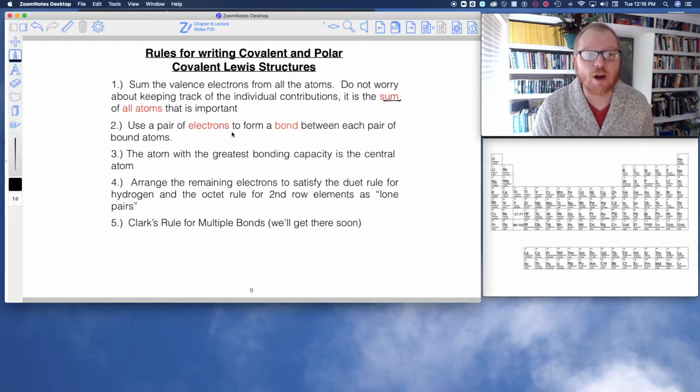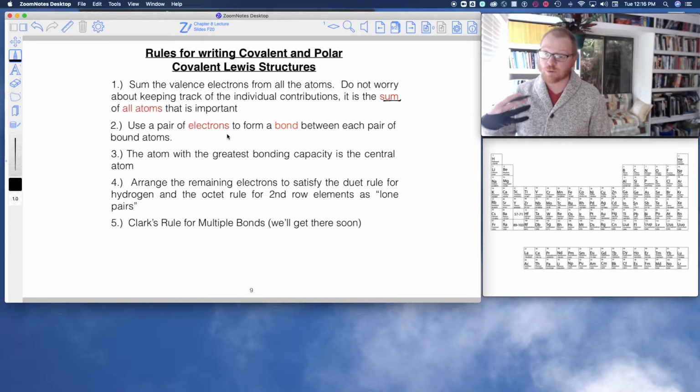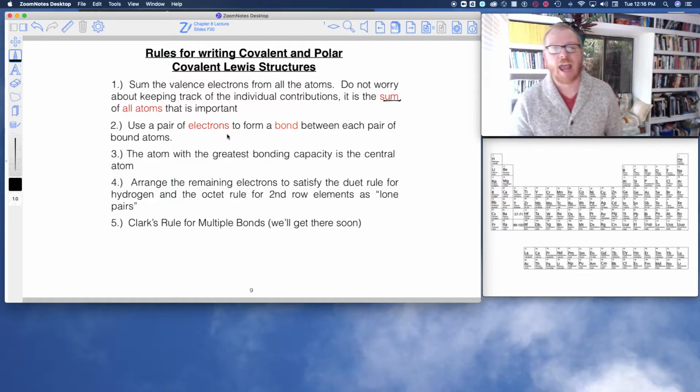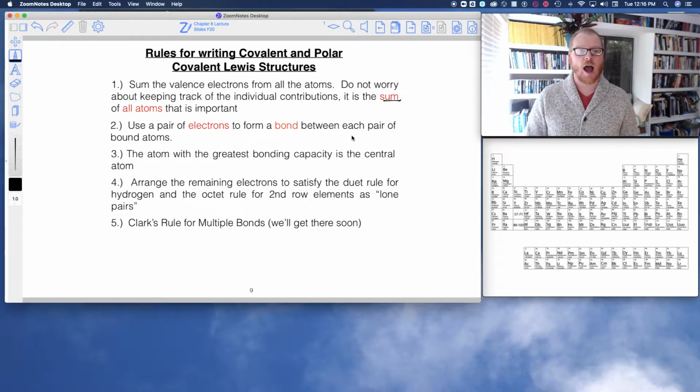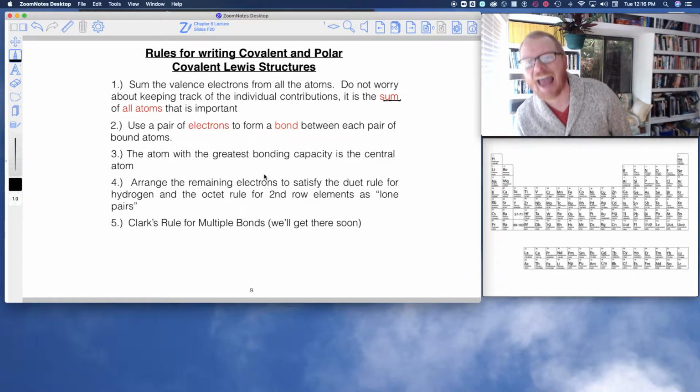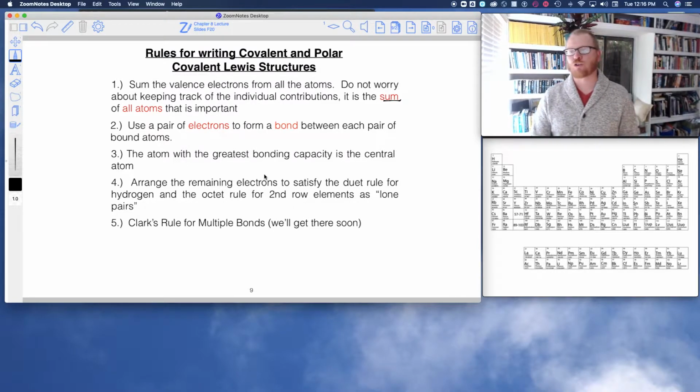Then we use a pair of electrons to form a bond between each pair of bound atoms. That pair of electrons we're going to use from our sum. So that sum that we come up with, we're going to distribute all those electrons around. Every time we want to make a bond, we have to use two of those electrons. The atom with the greatest bonding capacity is the central atom.